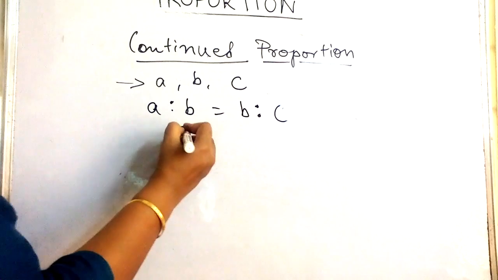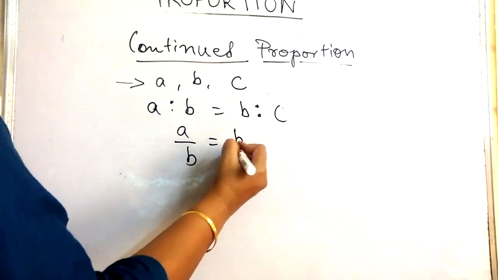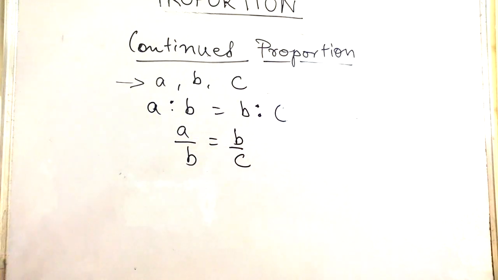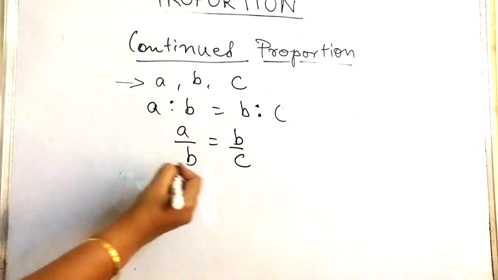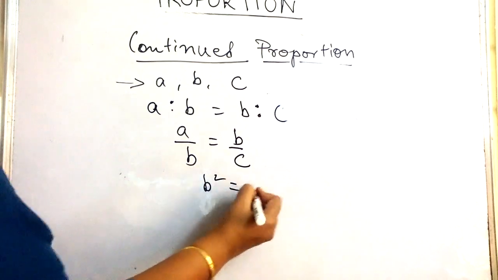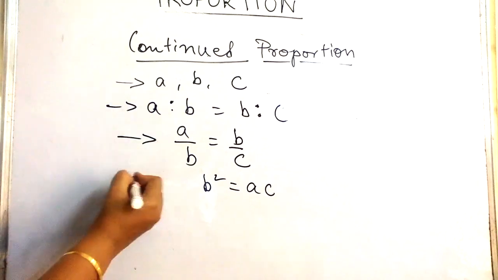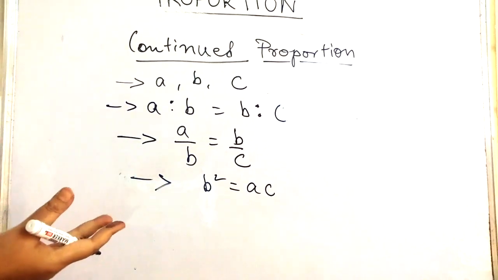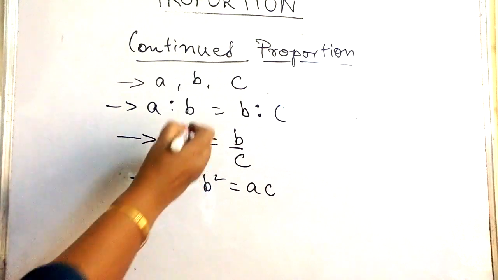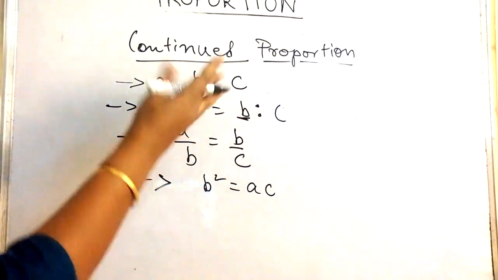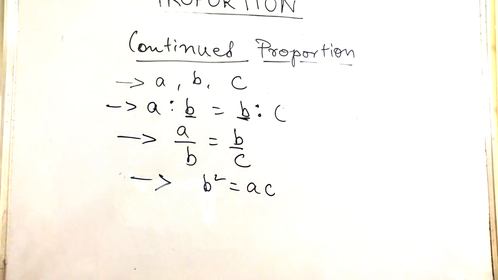Now how do we write it? A by B is equal to B by C. This is how we write it. Or we can also write B square is equal to AC. So these are the three ways of writing continued proportion. Now what is so special about continued proportion? The mean term is the same.